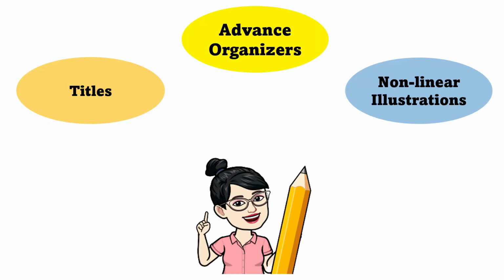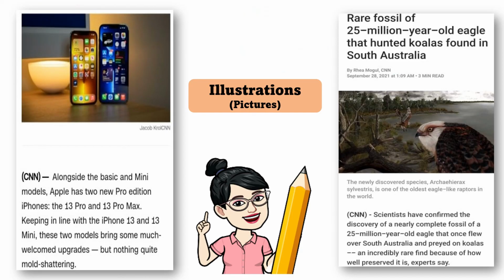Now, we're done discussing these textual aids, advanced organizers, titles, and nonlinear illustrations. In addition, illustrations or pictures are also considered textual aids. These are visual representation of a subject. They facilitate better retention of the information presented. Aside from this, map is also a textual aid.